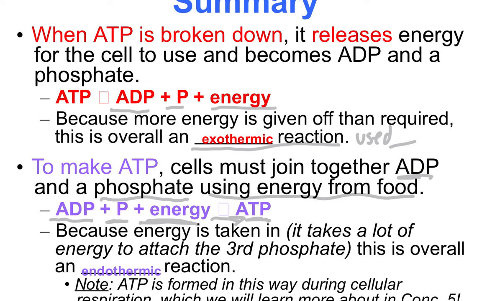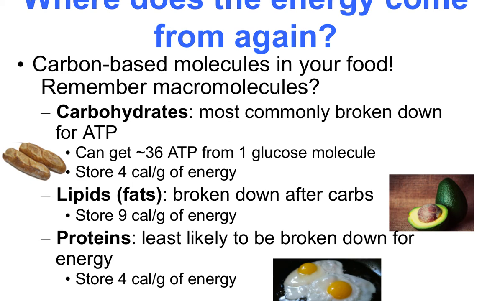So it's important to note that ATP is formed in this way during cellular respiration, which we'll learn more about later, but cellular respiration is how we form ATP. And so where do we get this energy from our food again? And that is these carbon-based molecules in your food, right? So remember those macromolecules that we talked about? The carbohydrates, lipids, and nucleic acids and proteins.